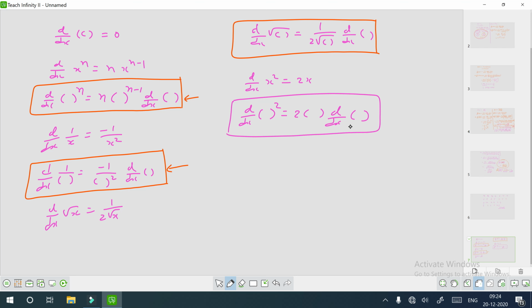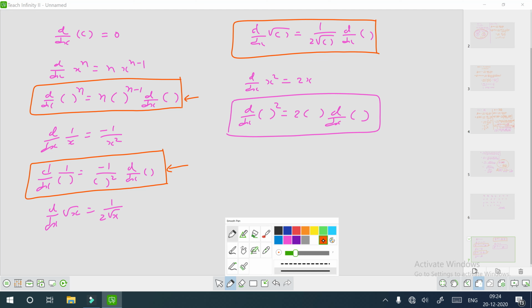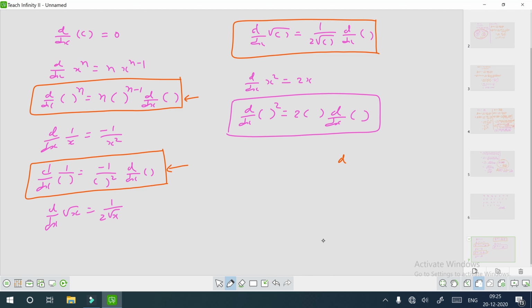d by dx of sin square x, that is d by dx of some function square, is given by 2 times some function into d by dx of some function. What is the derivative of sin x? That we know, 2 sin x into cos x. Apply trigonometry, that is equal to sin 2x also. Yes or no? Yes. In this way we are going to use it. So remember this one.